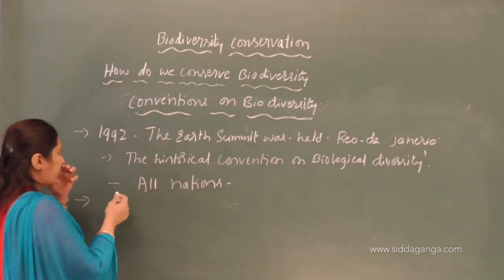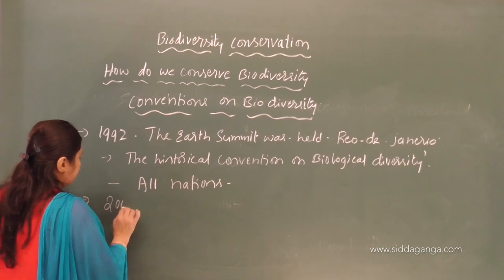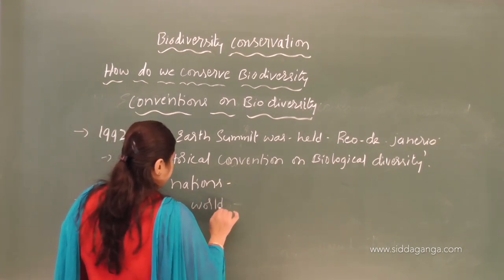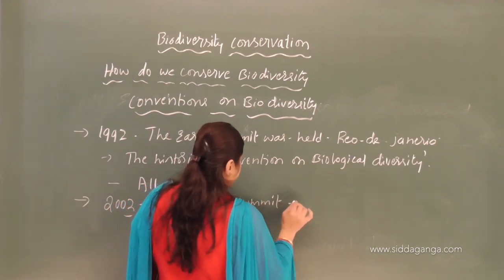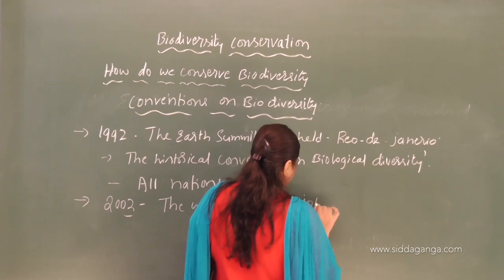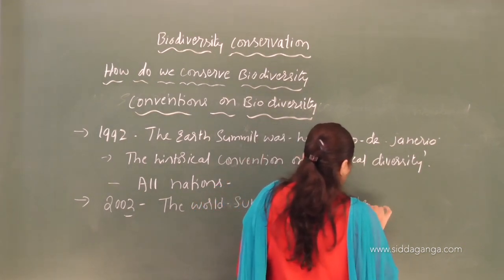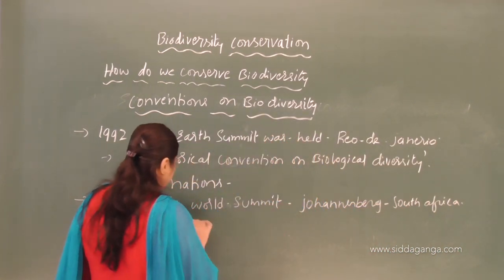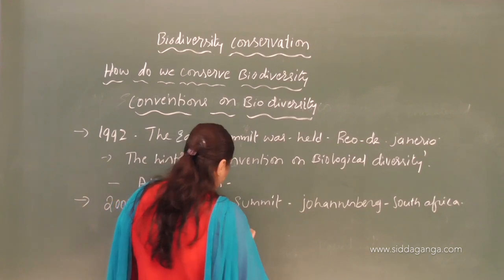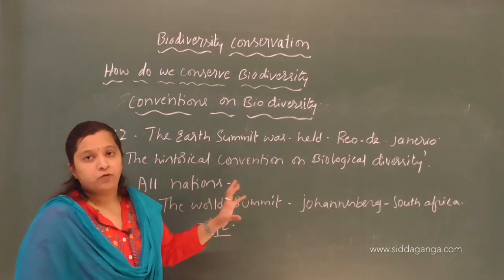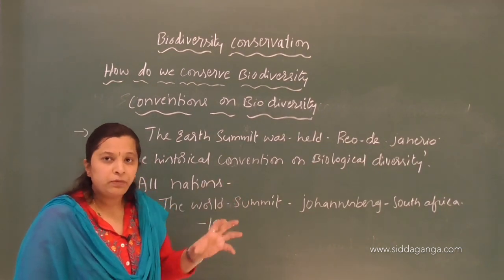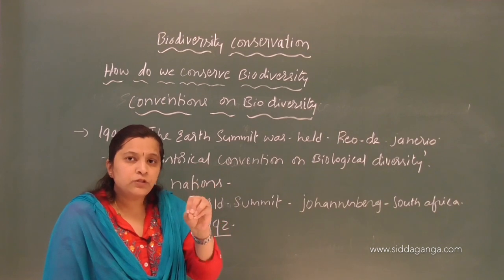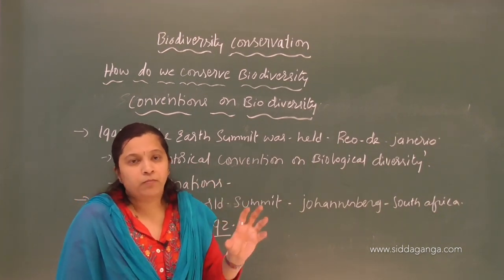That was held in 1992. In the follow up, 10 years later, in the year 2002, the second summit, the World Summit, was held at Johannesburg, South Africa. Here in the World Summit, 192 nations attended and pledged, what did they pledge? They pledged to reduce the current biodiversity loss by the year 2010.